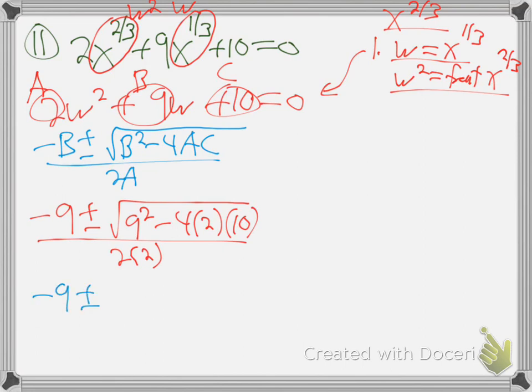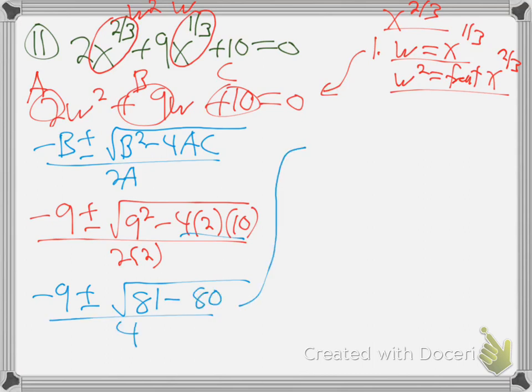Negative 9 plus or minus the square root of 81 minus, what's that? 4 times 2 is 8 times 10, 80, all over 4. Bring that up here, or let's just go to a fresh screen. Well, I'll do one more step right here. This is minus 9 plus or minus the square root of 1 over 4, isn't it?